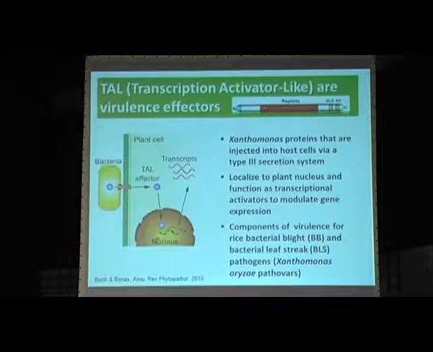And once they're in the plant nucleus, they actually control or regulate plant gene functions. In other words, these bacterial genes have what it takes to control eukaryotic gene function. They can get into a nucleus and control gene function within the nucleus. Again, these are components of virulence for two important bacterial pathogens of rice: the bacterial blight pathogen, Xanthomonas oryzae pv. oryzae, and the bacterial leaf streak pathogen, Xanthomonas oryzae pv. oryzicola.